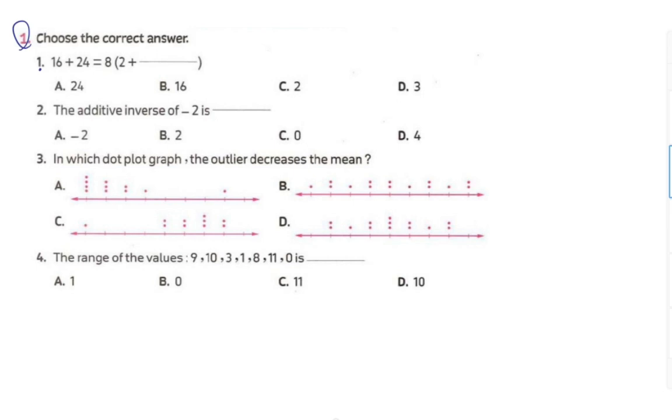16 plus 24 equals 8 times what? Times blank plus... 2 plus blank. Now we have 4 choices: 24, 16, 2 and 3. So which one is the correct one?